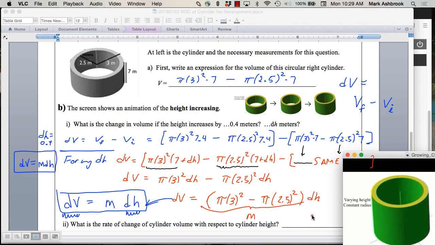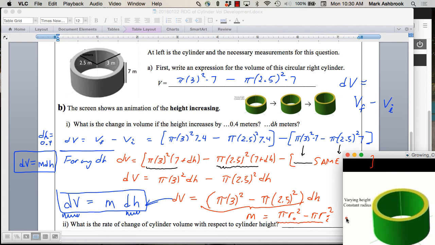Now, here's the key point. That is the rate of change. So in general, that's what? Pi times outer radius squared minus pi times inner radius squared. What is that right there? What is pi R_o squared, radius outer squared, minus pi radius inner squared? Tell me about looking at this. The area of the base. It's the area of the yellow ring.